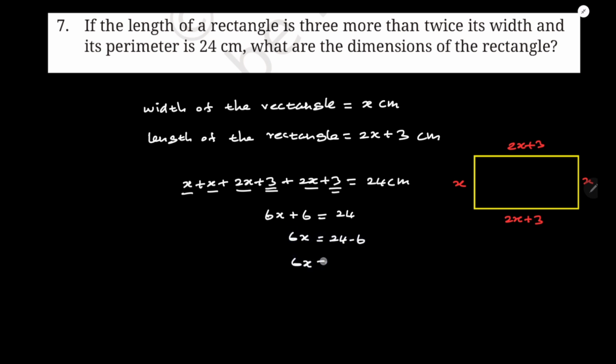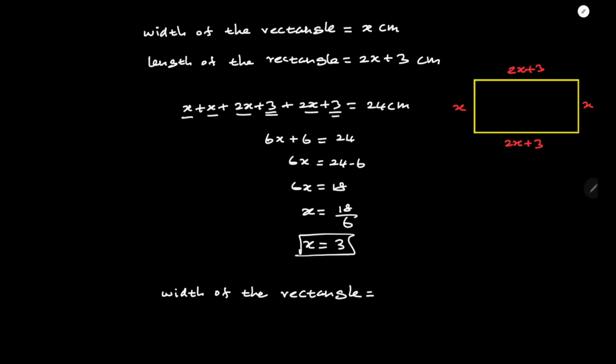Next, 6x equal to 24 minus 6. Then 6x equal to 18. Then x equal to 18 divided by 6. Then the value of x is 3. So we found the value of x is 3. So the width of the rectangle is 3 centimeters.